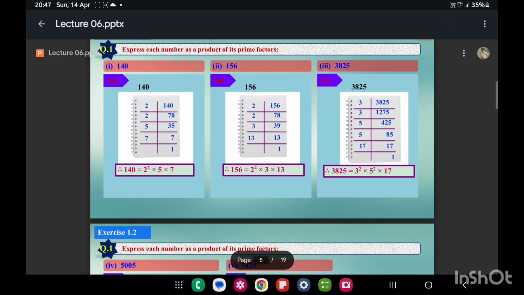So at the end the prime factors of 3825 are 3 power 2, 5 power 2, 17, because 3 is repeated 2 times, 5 is repeated 2 times and 17 is repeated 1 time. So this is the way of finding the product of its prime factors.